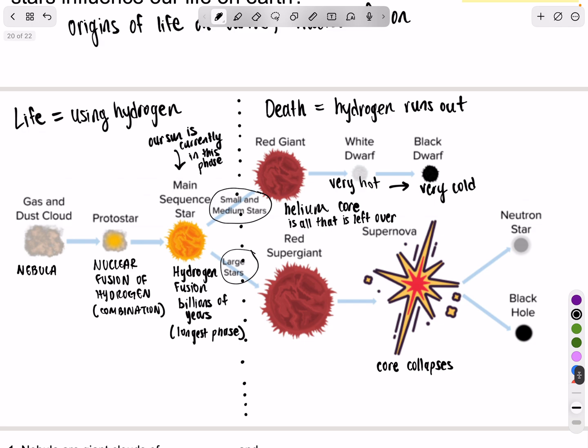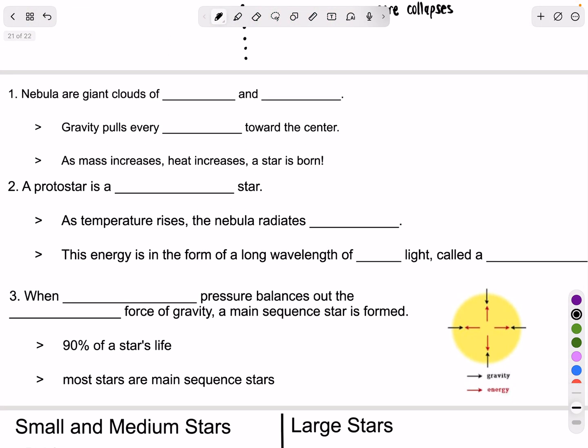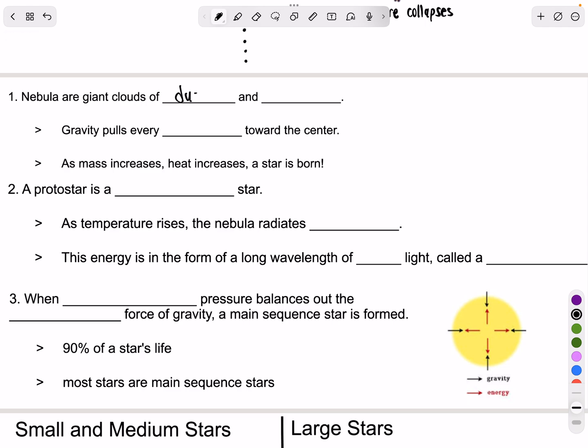So I want to go into a little bit more depth into what this life cycle includes, because looking at this picture, we have a lot of information here. But a nebula is going to be giant clouds of dust and gas. In this nebula, the gravity is going to pull every particle towards its center. And then as the mass increases, the heat is going to increase and this star is born.